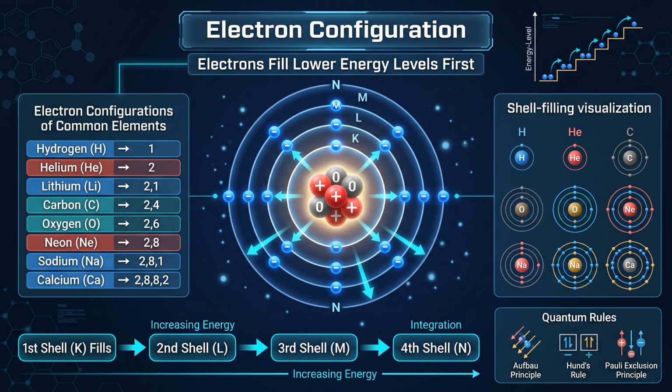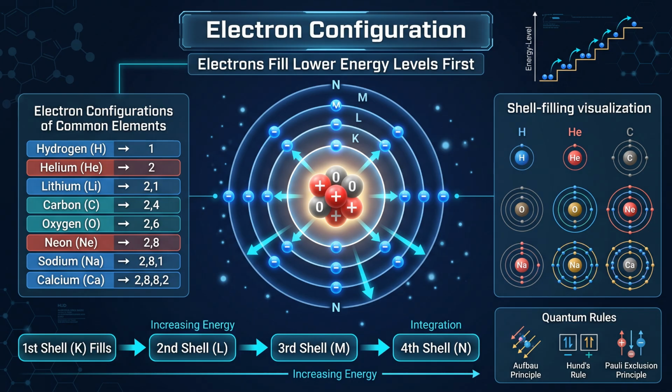Nature always favors the arrangement with the lowest possible energy, which is the most stable arrangement. Therefore, electrons always occupy the lowest energy shells before moving to higher energy shells. This principle is called the Aufbau Principle, and it is one of the fundamental rules for writing electron configurations. The word Aufbau comes from the German language and means building up.